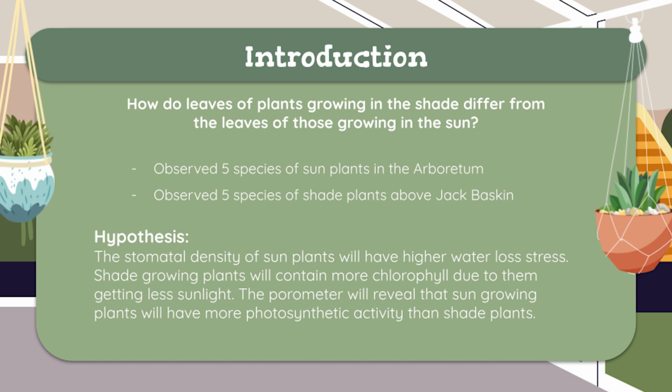Our hypothesis was that the stomatal density of sun plants will have higher water loss stress. Shade growing plants will contain more chlorophyll due to them getting less sunlight. And the parameter will reveal that sun-growing plants will have more photosynthetic activity than shade plants.